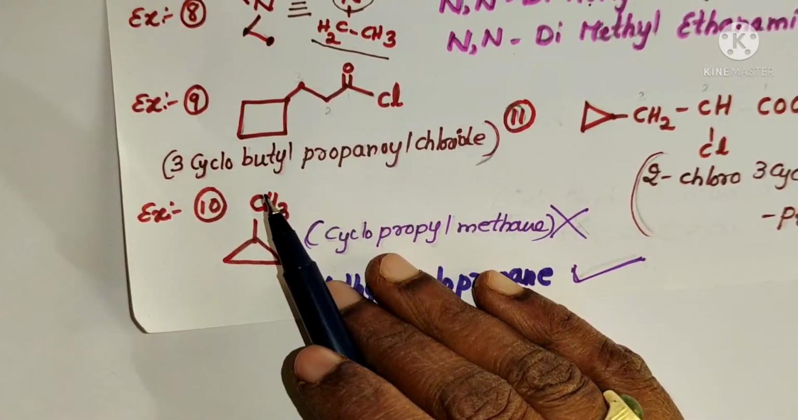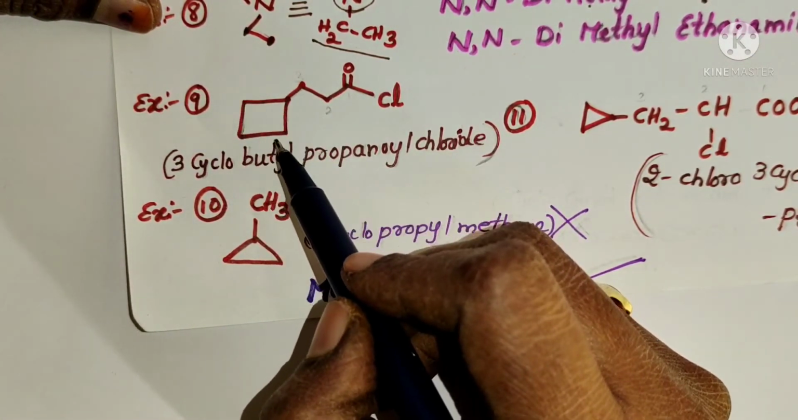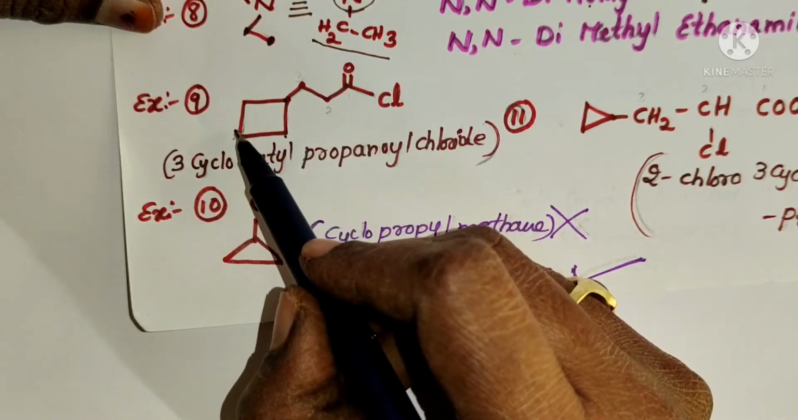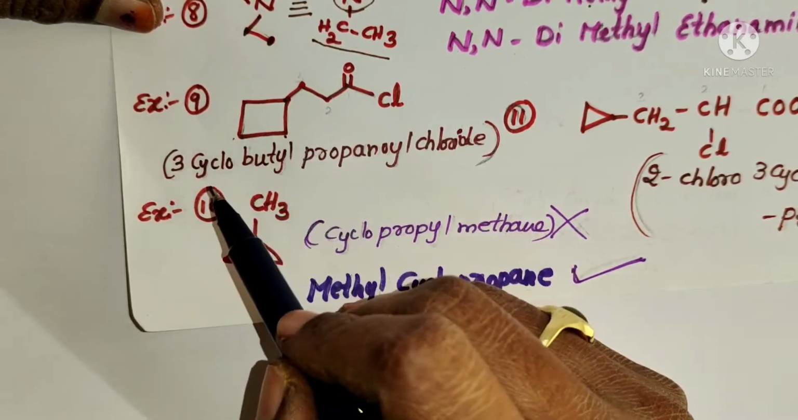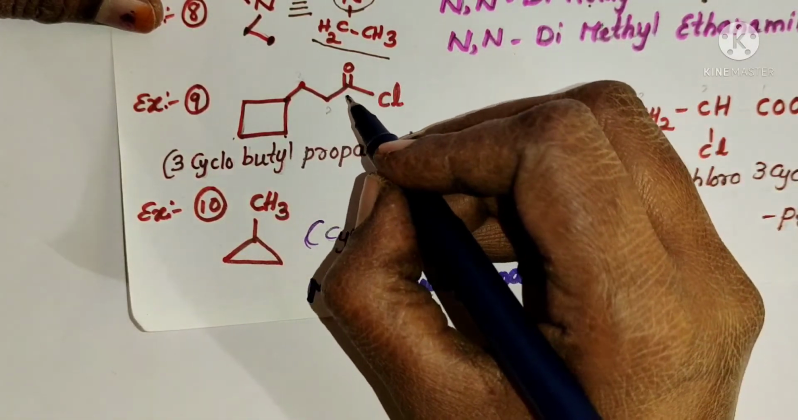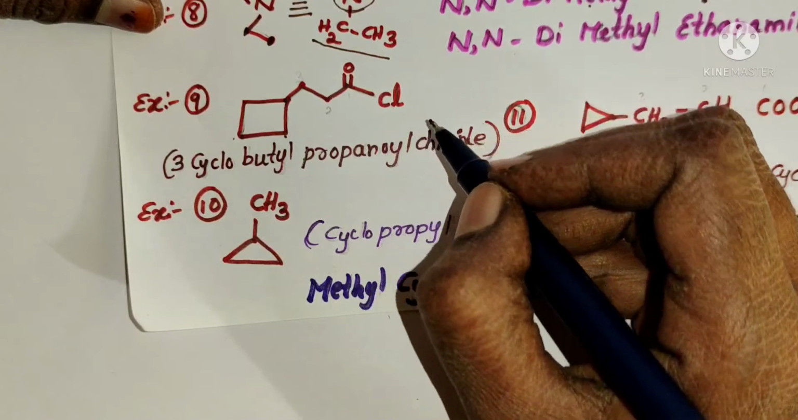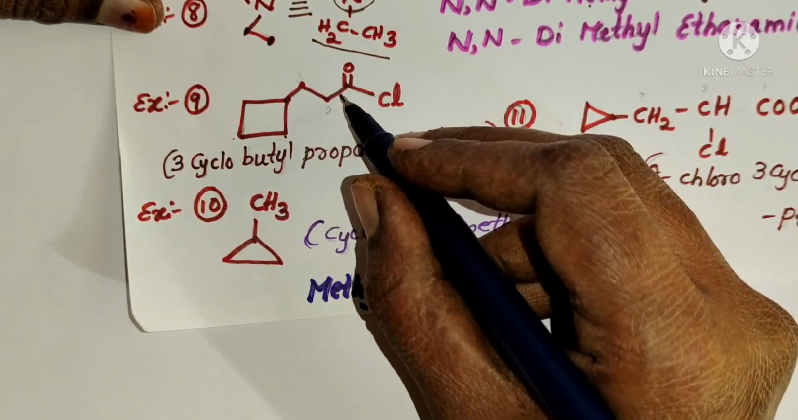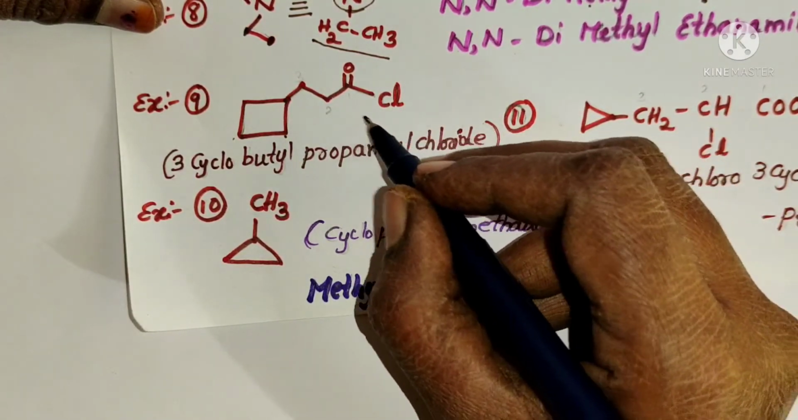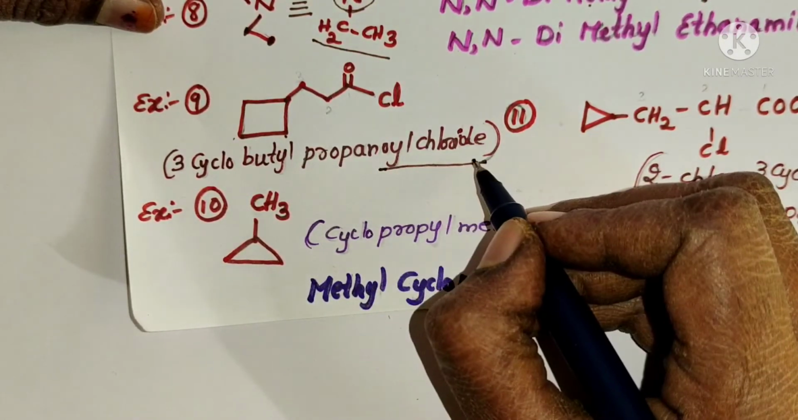Next, 9th example. Here one cyclic group is there. In the cycle how many carbons are there? 4 carbons are there. 3-cyclobutylpropanoyl chloride. Here, C double bond O Cl is the main group, nothing but an acyl halide, the oyl chloride. Oyl chloride is the suffix.